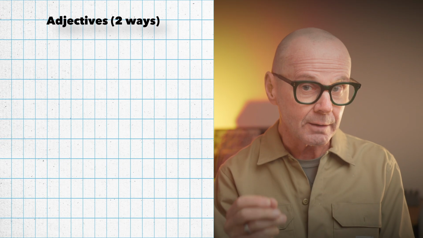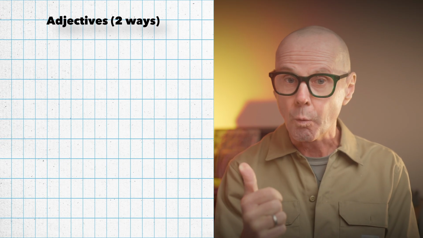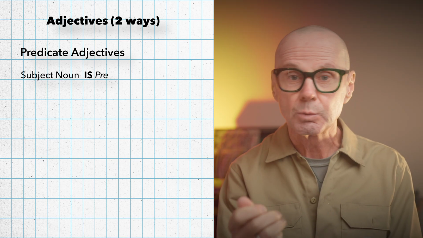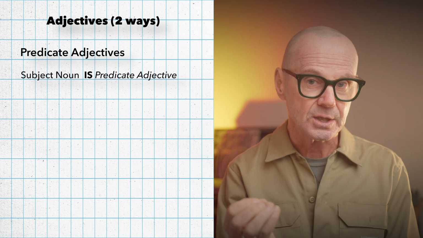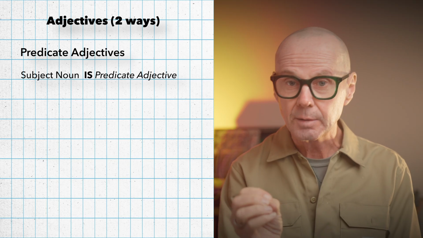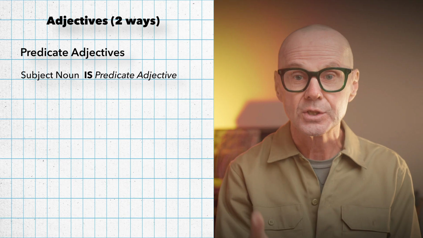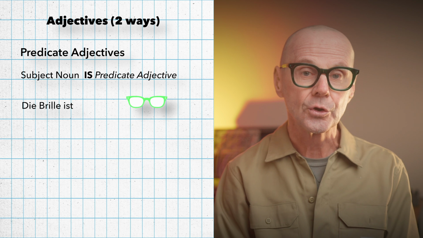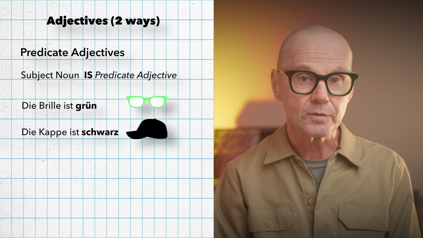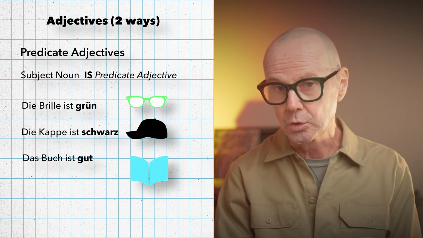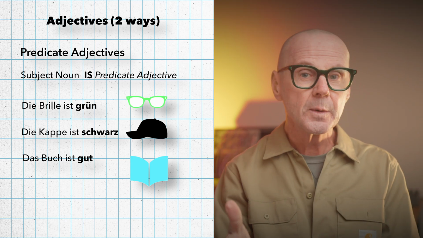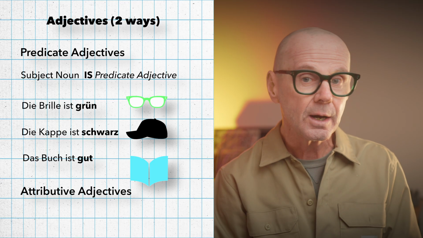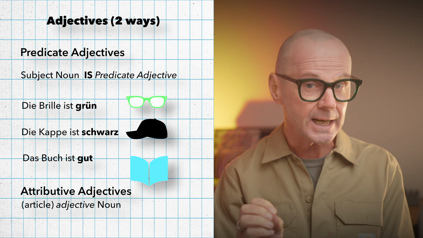Now we know, of course, that there are two ways of using adjectives. One way, the easy way, looks like this, where the adjective is what's called a predicate adjective, and it's not followed by a noun. And even if you don't know this terminology, you'll know what I mean. Die Brille ist grün, die Kappe ist schwarz, das Buch ist gut. That sort of thing. But often we want to use adjectives directly before the nouns, and that's where, of course, we need to be thinking about endings.